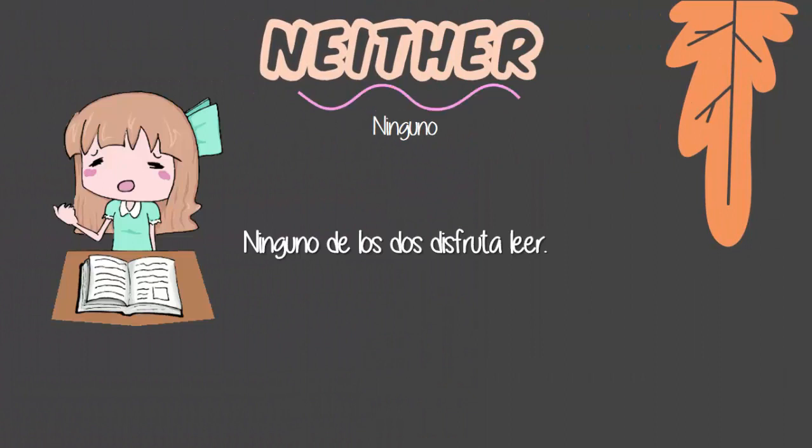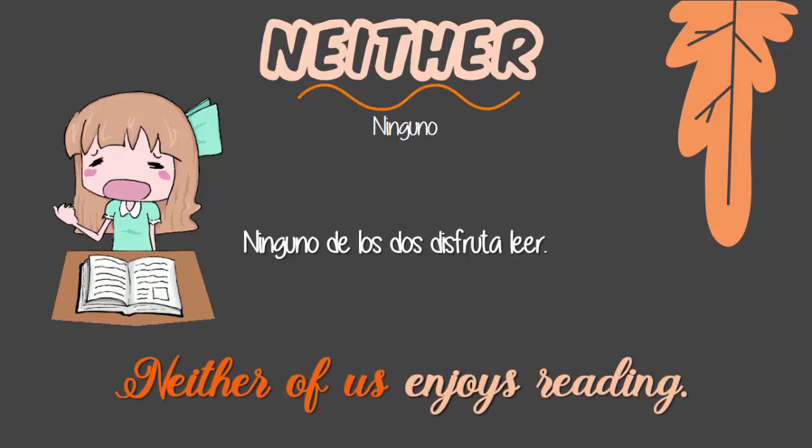Another example would be, ninguno de los dos disfruta leer. Neither of us enjoys reading. Otra vez, como les digo, el neither en este caso sería la expresión neither of us. Este no tiene como que otra forma de usarlo como vimos con both. Entonces, la expresión neither of us cuenta como singular. Por ello, si uso otro verbo que no es el to be, pues tengo que modificarlo con las reglas que ya conocemos. SES o IES. Neither of us enjoys reading.